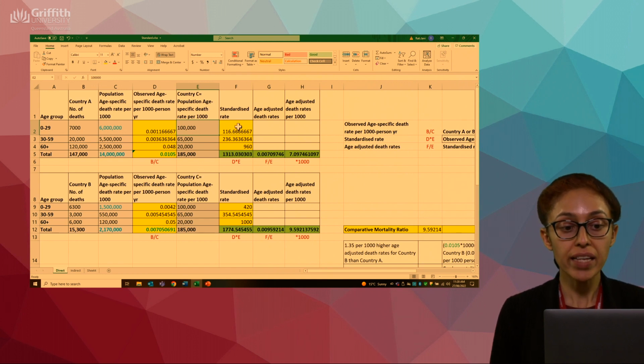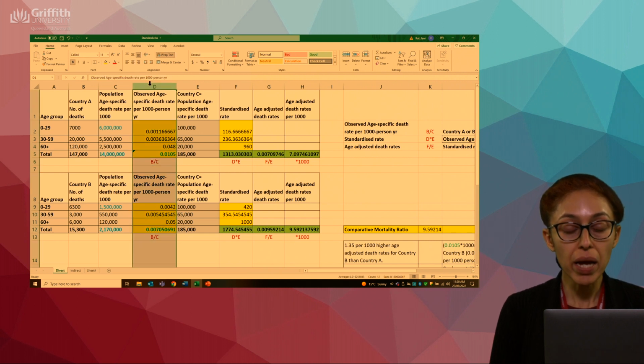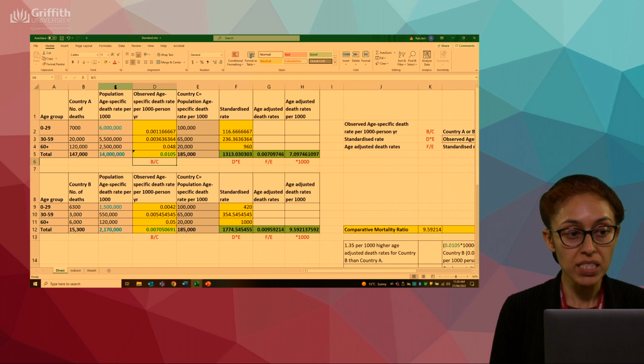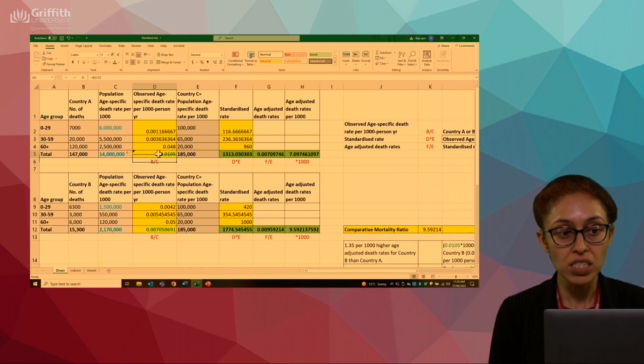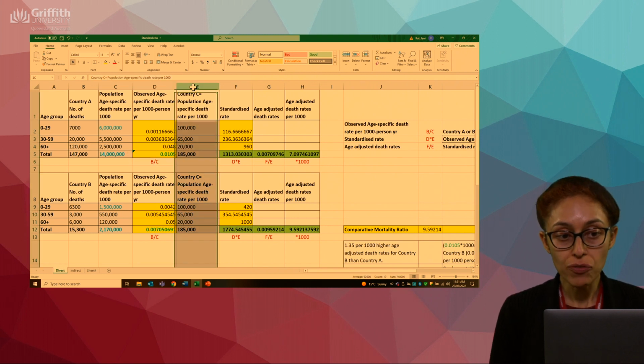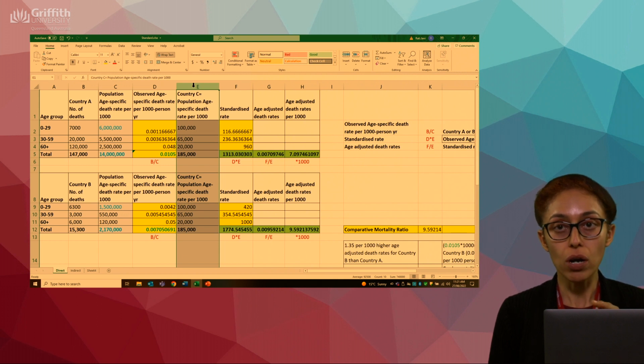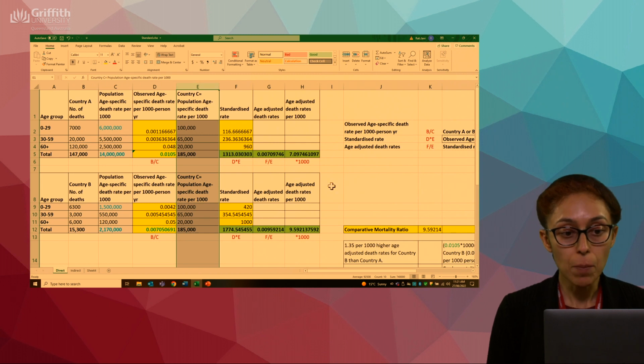Now what I do is I calculate standardized rates, and I have given you the formula over here for how I have come to the calculations. When I calculate my crude death rate, which is my column D, I do B divided by C. So column B divided by column C, which is number of deaths per the total population, gives me the crude death rate, column D. That's how I have come to this understanding. Then you have column E, which is your country C, which is your reference population. This information is already provided to you in some reports.